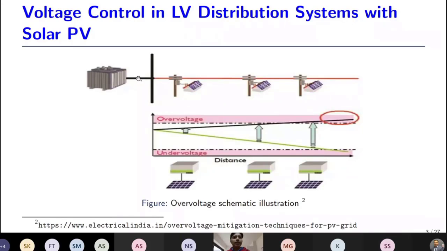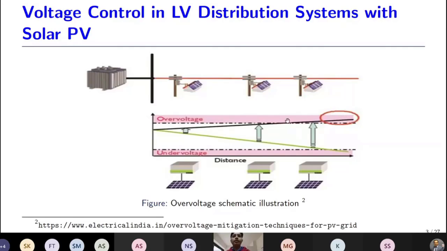This diagram shows a distribution transformer and an overhead line. During normal operation, when power flows from source to load, there is a voltage drop in the line, and we generally observe low voltage at the extreme end of the line. When solar power generation is high, there is a reverse power flow from the load side to the source side. It causes a high voltage rise problem at the extreme end of the overhead line.